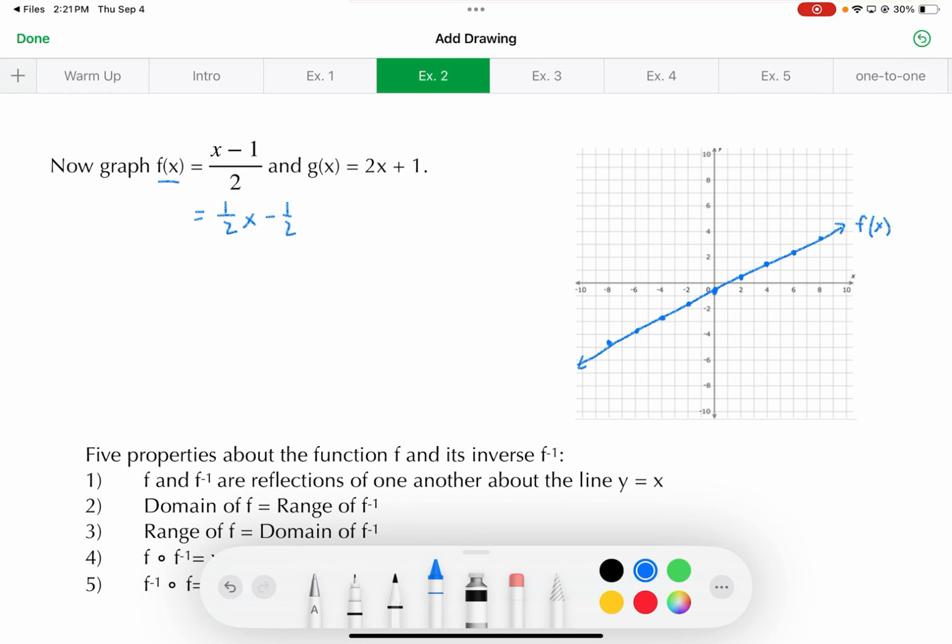Now g of x is already in slope-intercept form. Let's pick a different color. I'll do red. 2x plus 1. Y-intercept is 1. And slope is 2, or 2 over 1, up 2, right 1, or down 2, left 1.